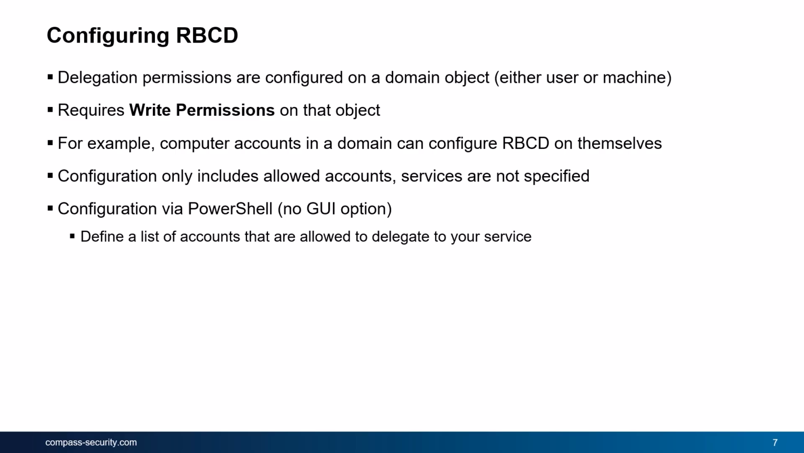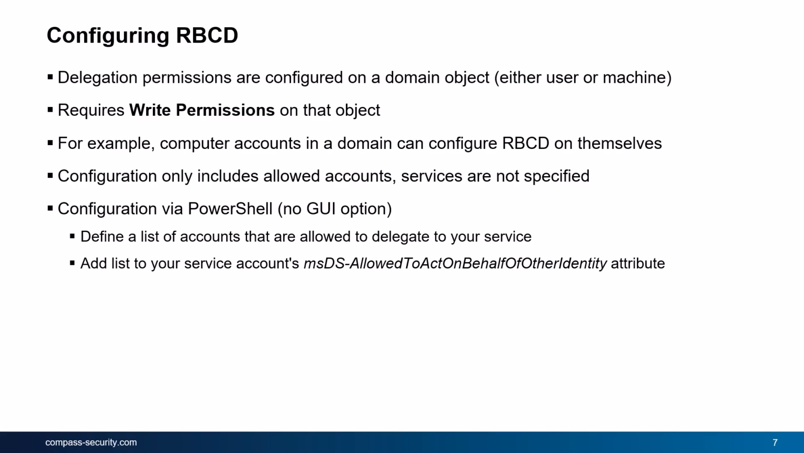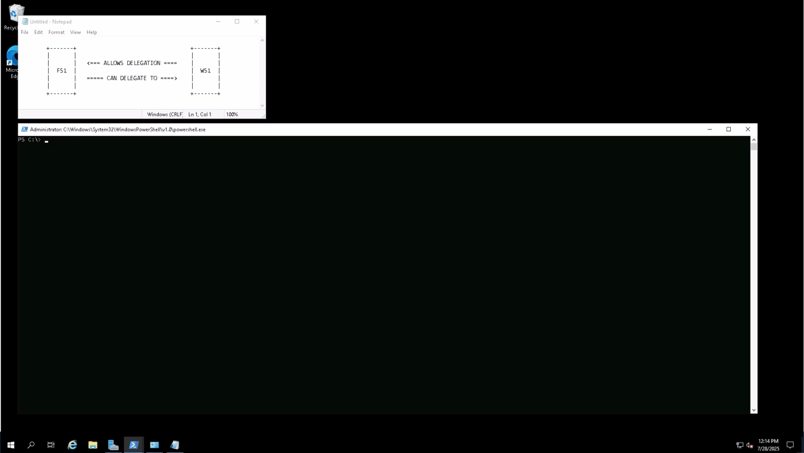And what you do is basically you get a list of accounts that are allowed to delegate to your specific service, and then you add this list to the attribute with the very nice sounding name of msDS-AllowedToActOnBehalfOfOtherIdentity. A quick example on this: what we want to achieve here is a delegation from FS1 to WS1. So FS1 should be able to delegate to WS1.